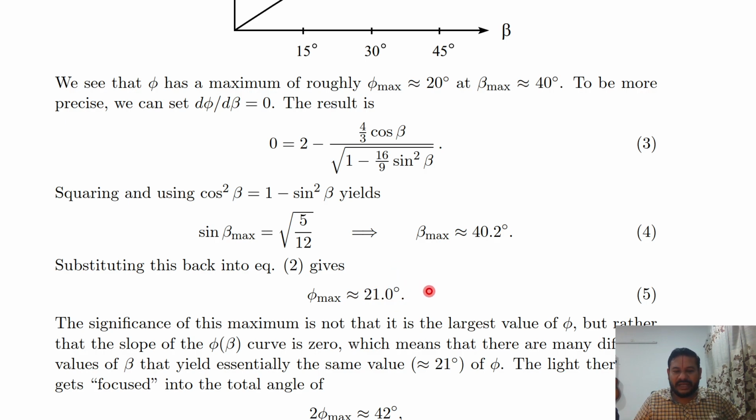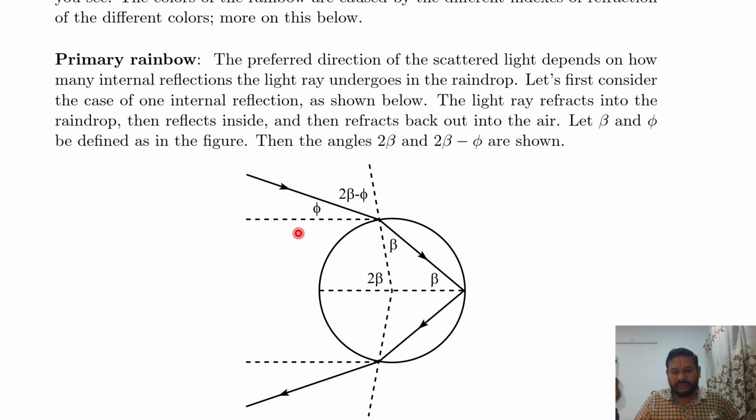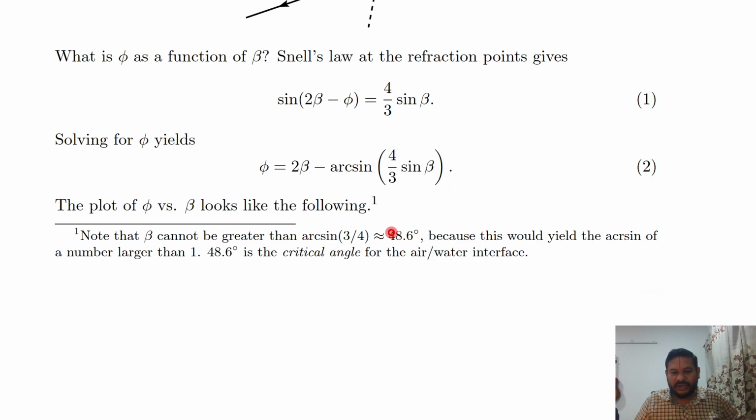And therefore what is the direction in which you will see the rainbow? See, sunlight is coming from here, and this whole angle then becomes 2 phi, which is 42 degrees. So with respect to the line joining the sun to the raindrop, you will see the rainbow at an angle of 42 degree. Why? Because phi maximum comes out to be 21 degrees. So I hope you understood the primary rainbow thing, right?